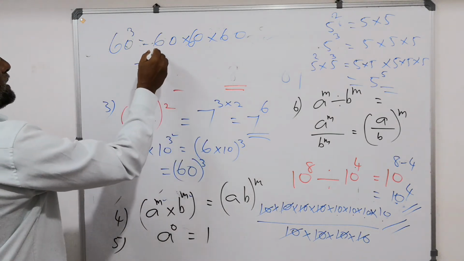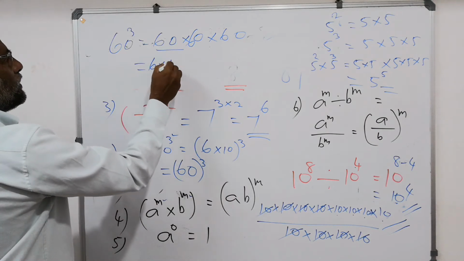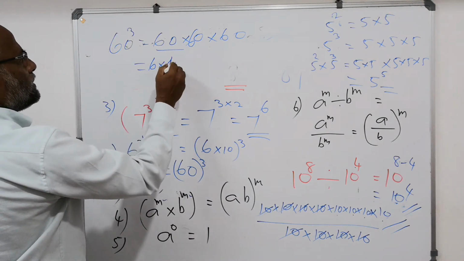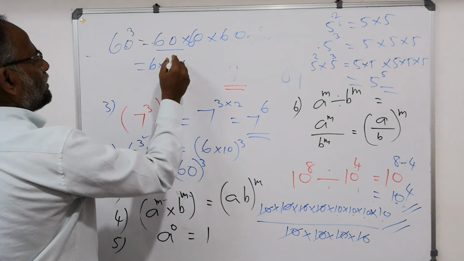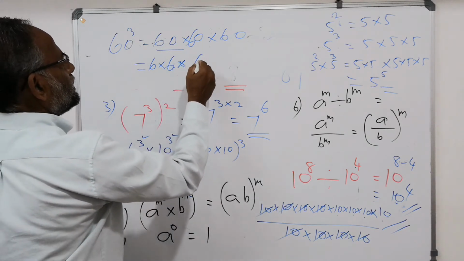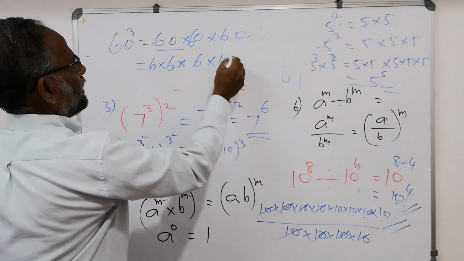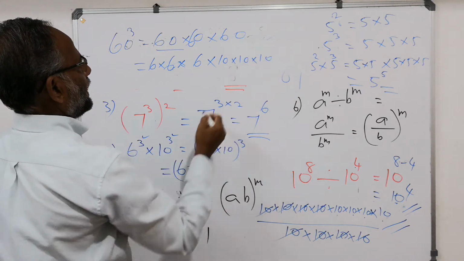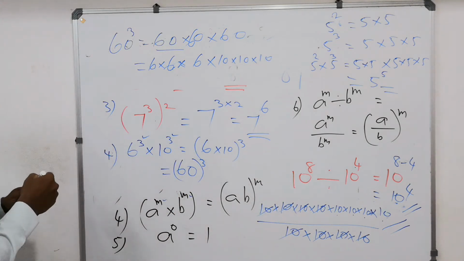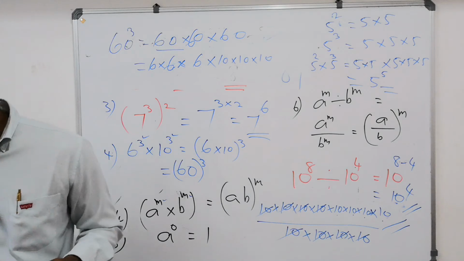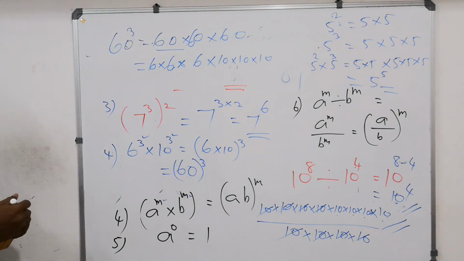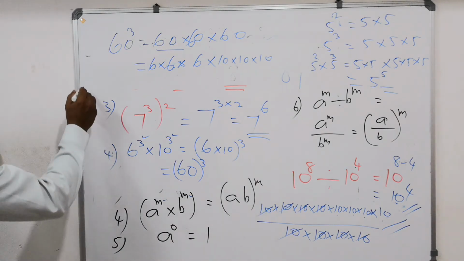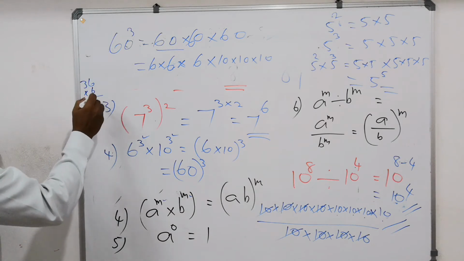That means 6 into 6 into 6 into, another method I am talking about, don't confuse, 10 into 10 into 10. That means 6 sixes are 36. Then 36 into 6, what are you getting? 6 sixes are 36.